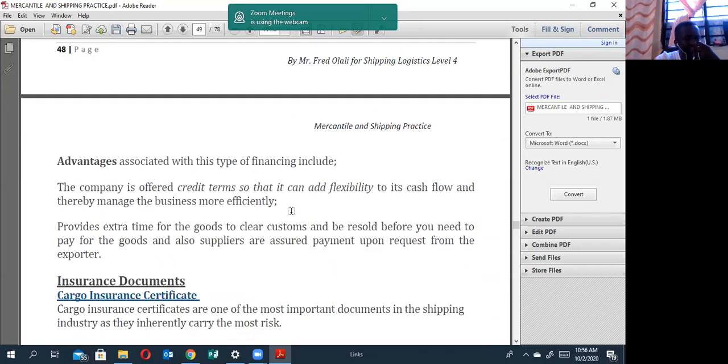Now, the merit that comes with these types of financing is that the company is given extended credit terms so that it can add flexibility to its cash flow, and by doing so, they manage the business more efficiently. It also provides extra time for goods to clear customs and to be resold before you need to pay for the goods, and suppliers are assured payment upon request from the exporters.